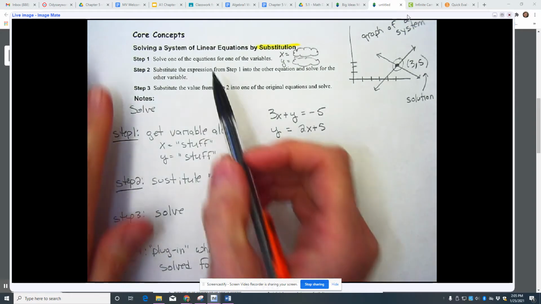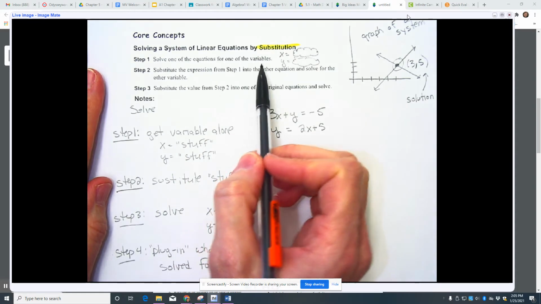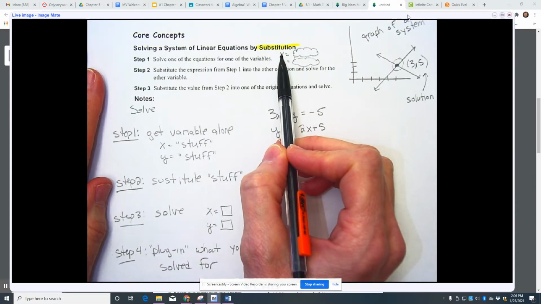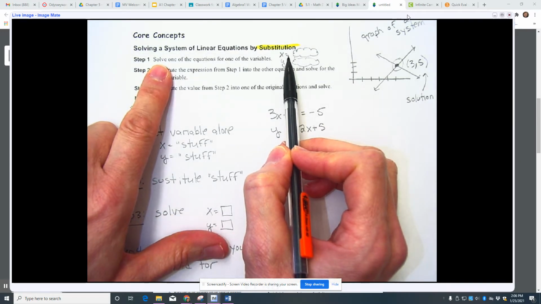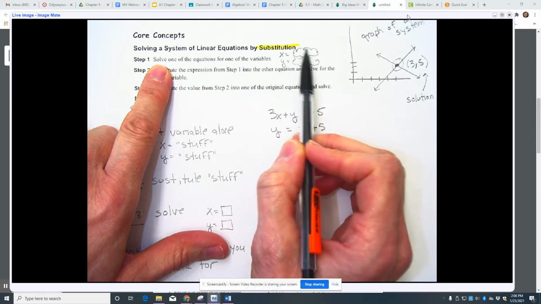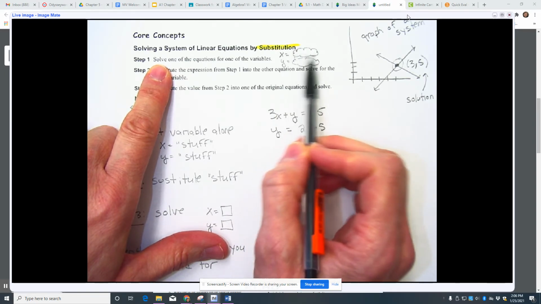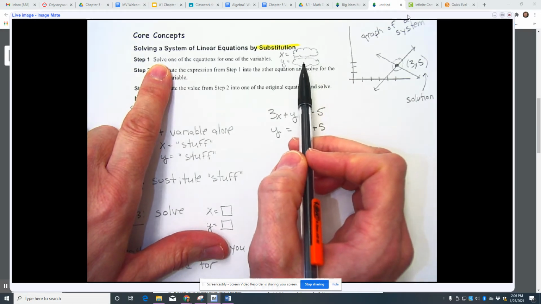But let's look at the steps they gave you. Solve one equation for one variable. This is what that looks like. You have a variable all by itself on one side of the equal sign. That's what solving for x or solving for y looks like. And on the other side, you have what I like to call stuff. You have an equation over here. You don't have a number. Well, you could have a number, but most of the time you won't.